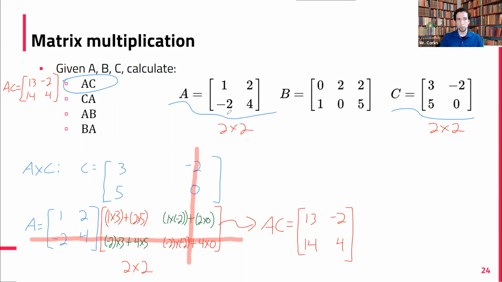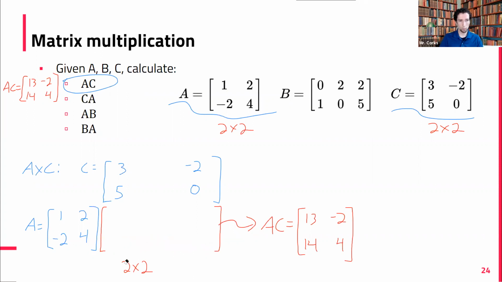All right, let's do C times A. Let's do the next one here. If you've already learned matrix multiplication, please don't say anything. But if you have not learned this before, then take a guess. What do you think our result will be if we multiply C times A? So same matrices, and we're just switching the order.